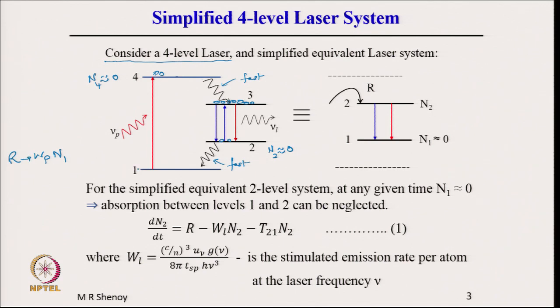So, essentially the atoms are pumped from 1 to 3 through level 4. That is essentially the effect, and therefore, what we have shown is a pumping rate R, which essentially lifts atoms or excites atoms from the ground state to level 2 here. Now, we are calling this level 2. The other two, level 1 and 4, are shown as virtual dotted lines, and the atoms are excited and brought to level 3. The level 3 is now shown as level 2.